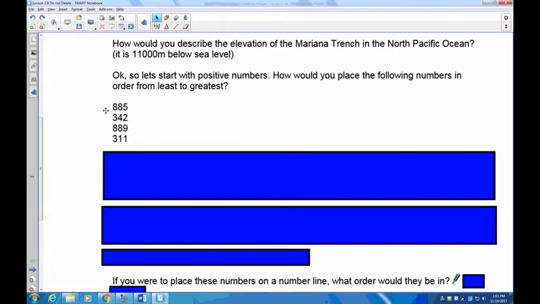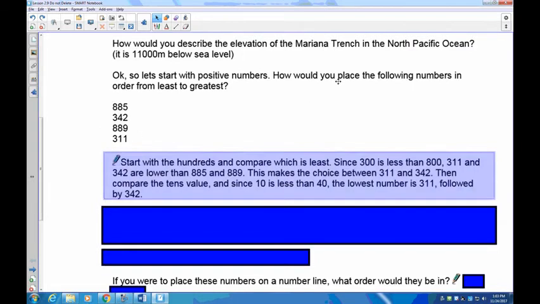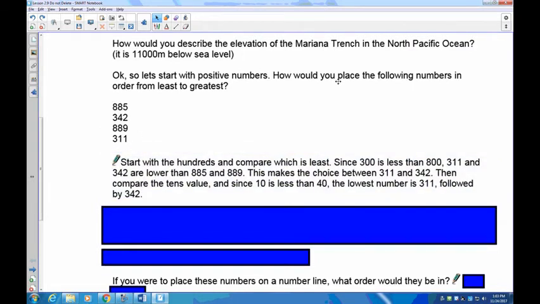After that, we have to compare the 800 numbers. This is 800 and 800, so in the hundreds place, they're a tie. There's 80 and 80, 8 tens, so that's a tie. Taking a look at the ones place, this is 5 ones, which is 5, and this is 9 ones, which is 9. So the next largest number is going to be 885, followed by 889. If you want to write down what I said, there it is for you. But most of you should have no difficulty putting these numbers in order from least to greatest.